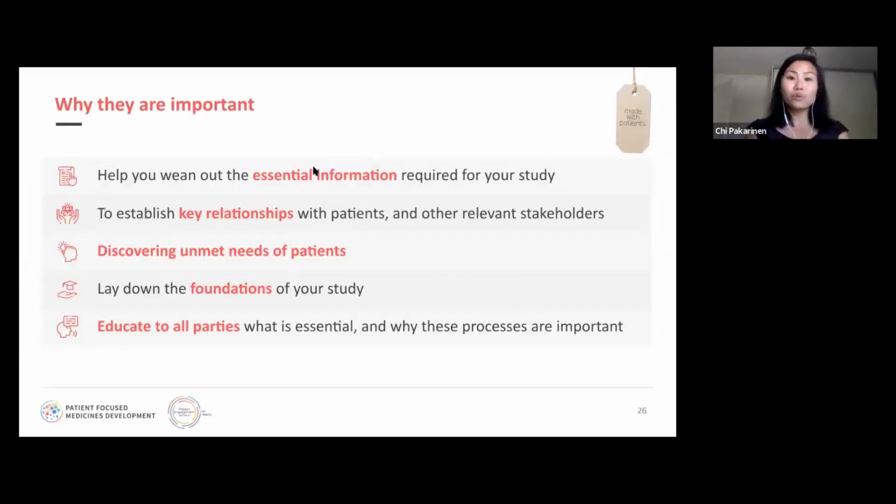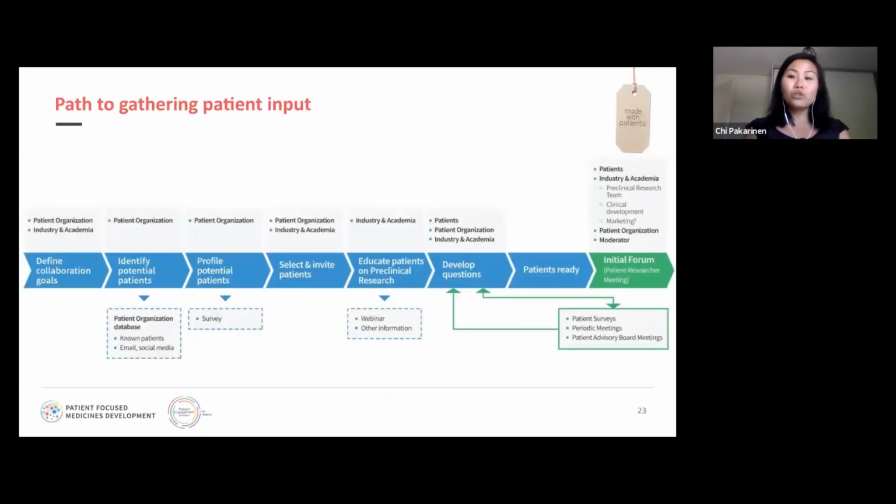And I want to go back to one slide just to highlight, don't worry, you will have the slides afterwards as well. But I want to go back to this. This will be in the guidance as well.